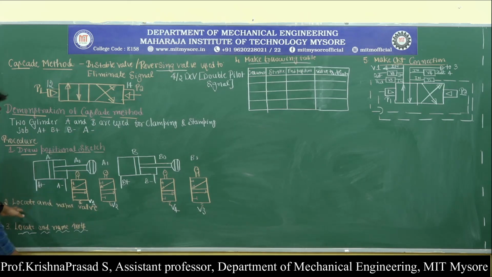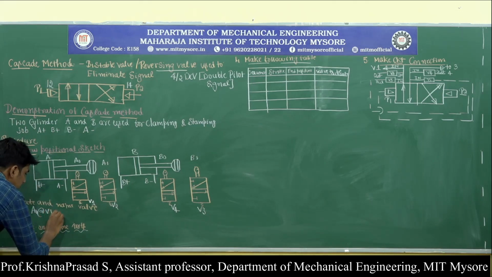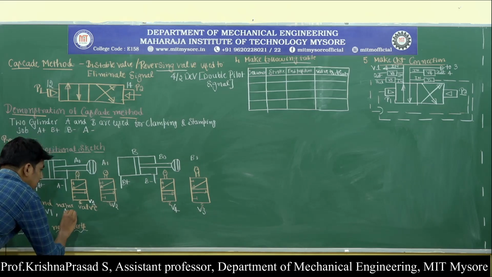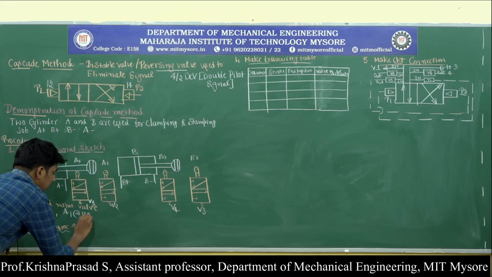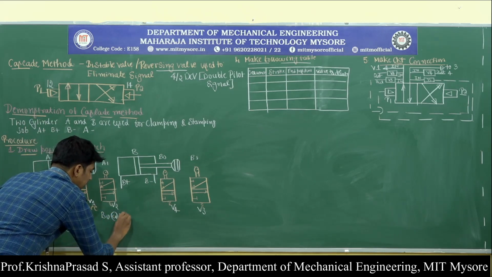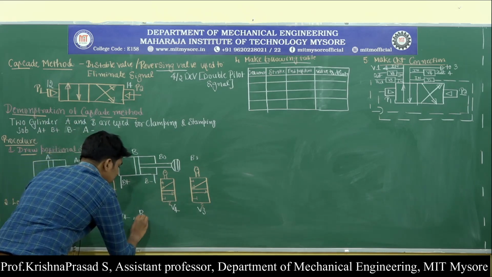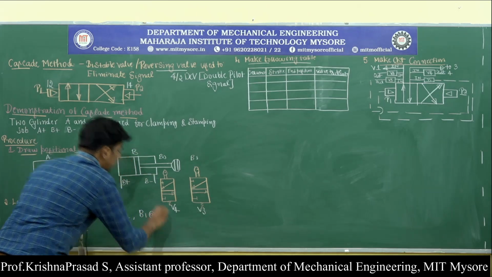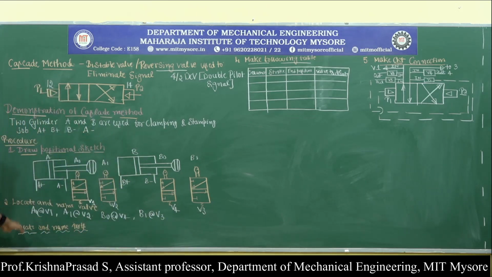So for locate and name the valve, here A0 at V1, then A1 at V2, then B0 at V4, comma, B1 at V3. So this is the location of valves for the sequence of the clamping and stamping operation.